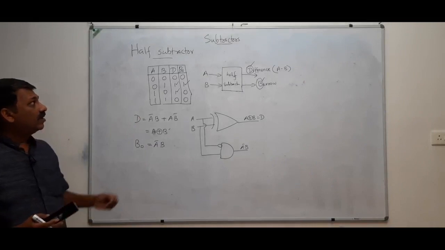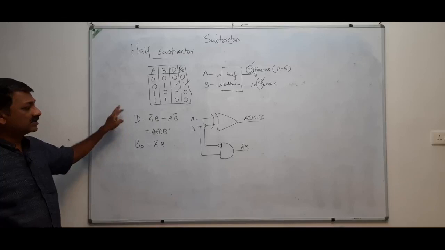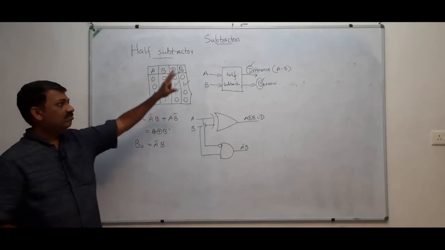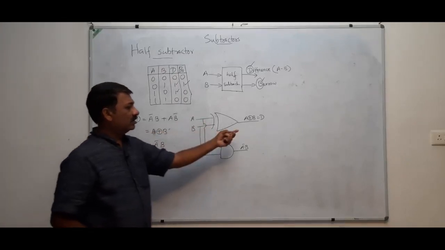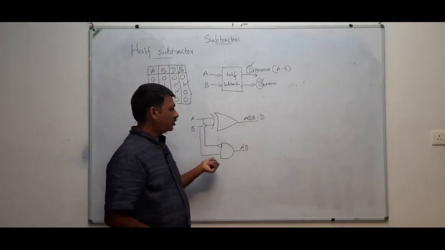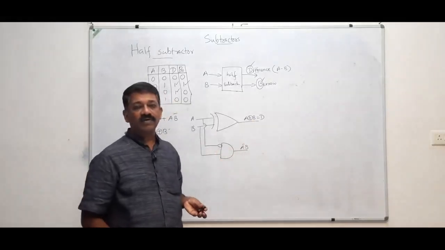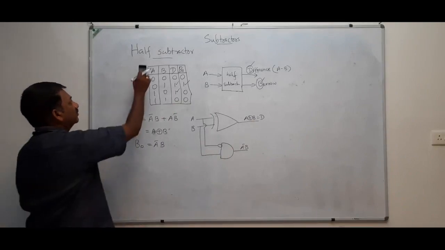That is all about the half subtractor. For inputs A and B, the difference is A XOR B, and the borrow is A bar B. Now we are going to discuss the full subtractor.